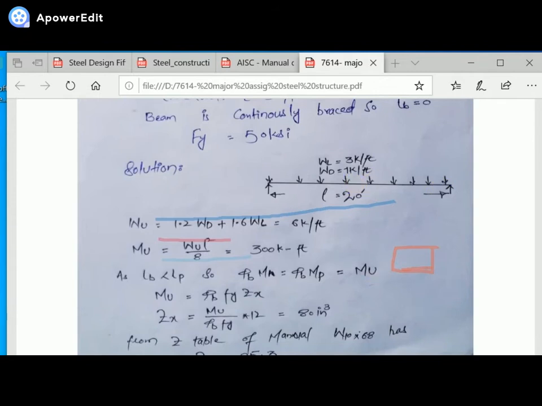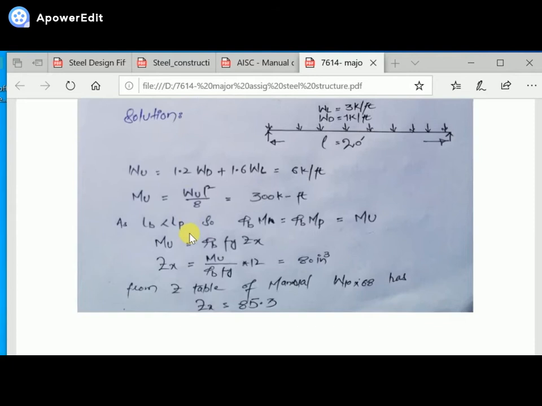Now loading is given: 1 kip is your dead load, and 3 kip is your live load. Your length is given as 20 feet. You have to just convert the service dead load to factored loading. Clear?